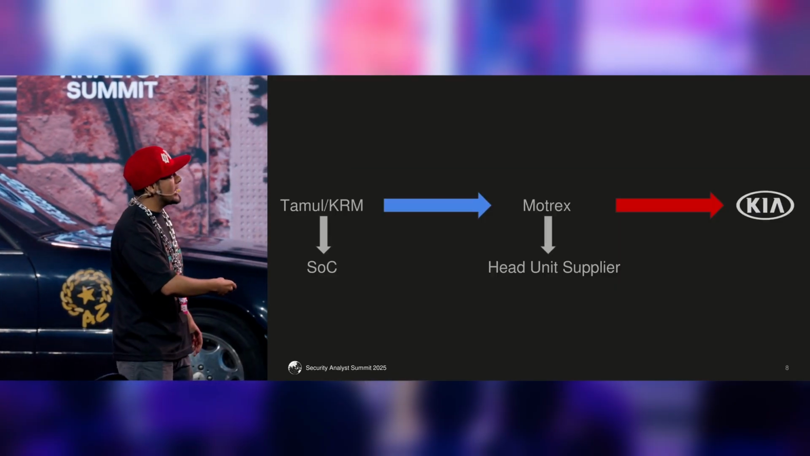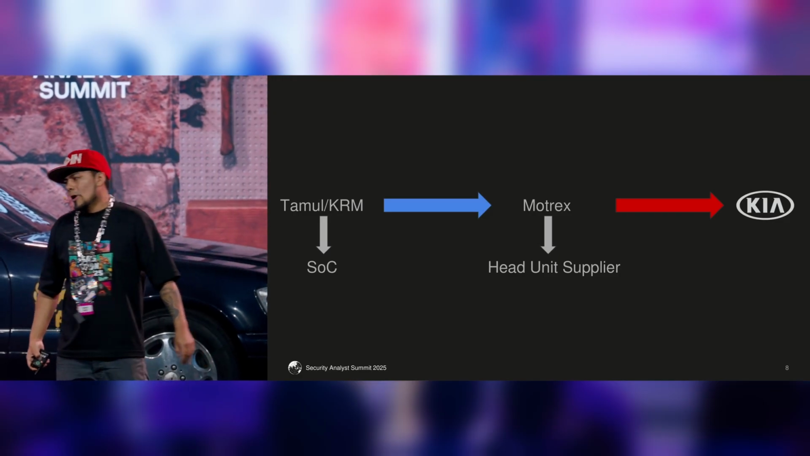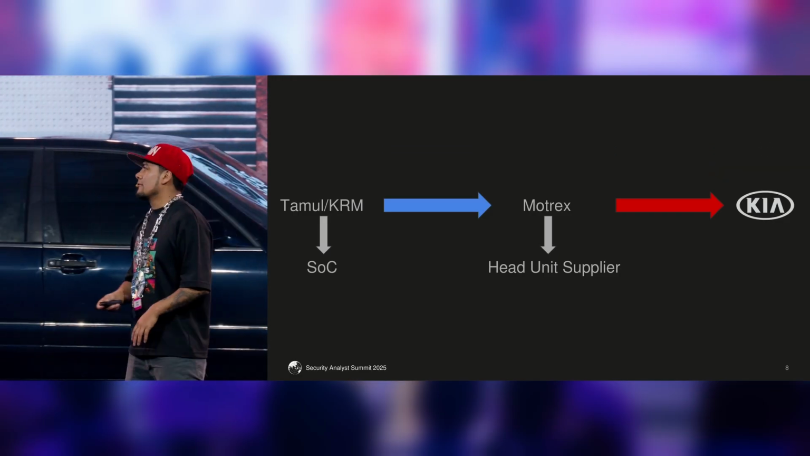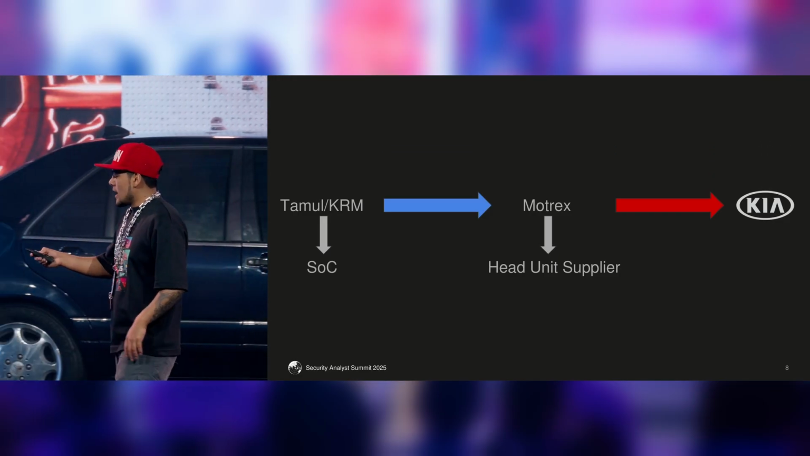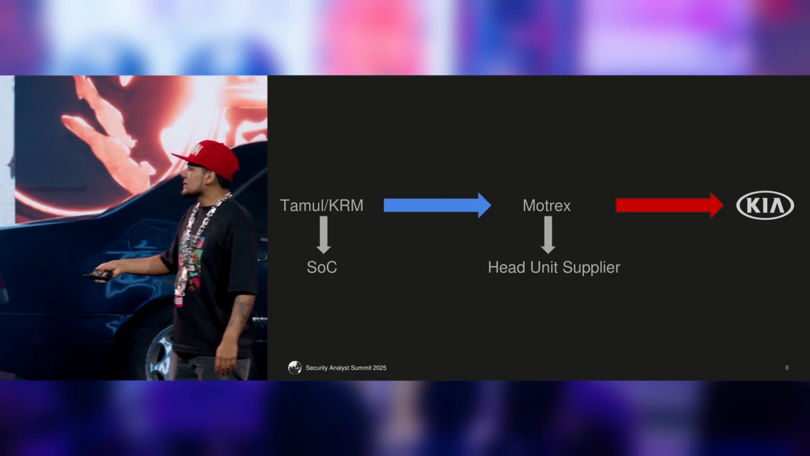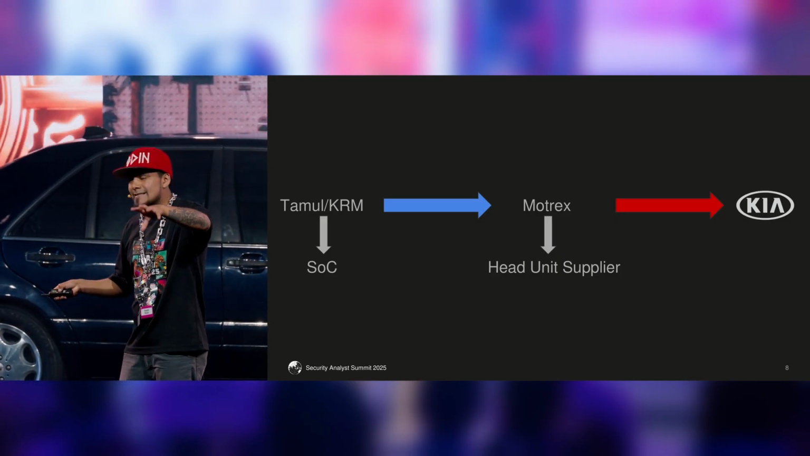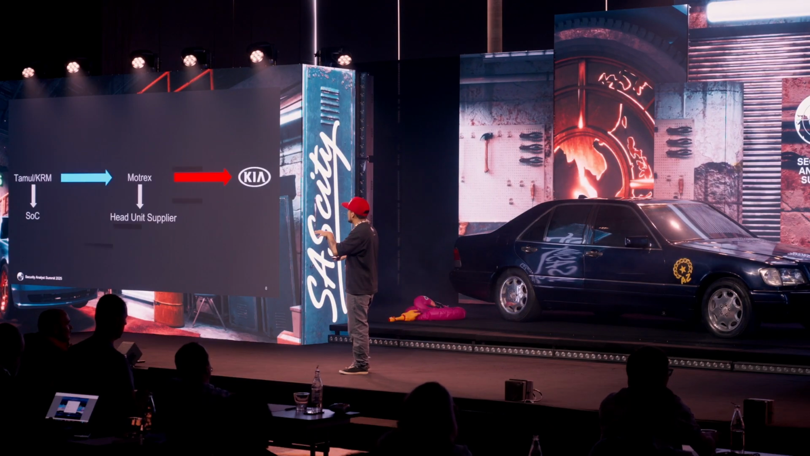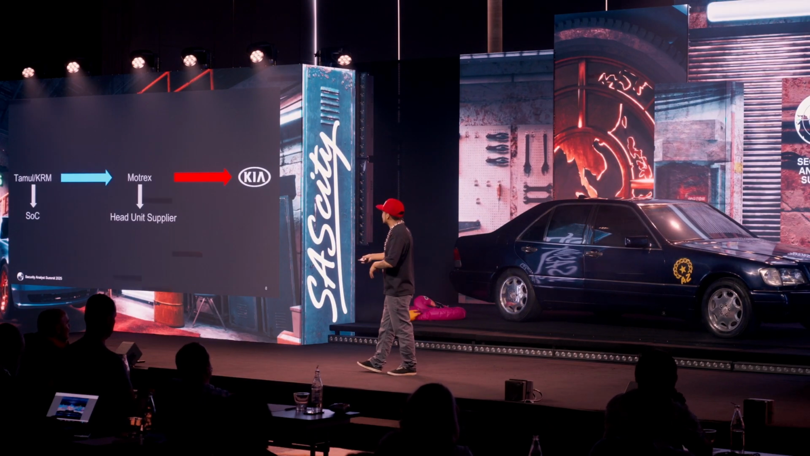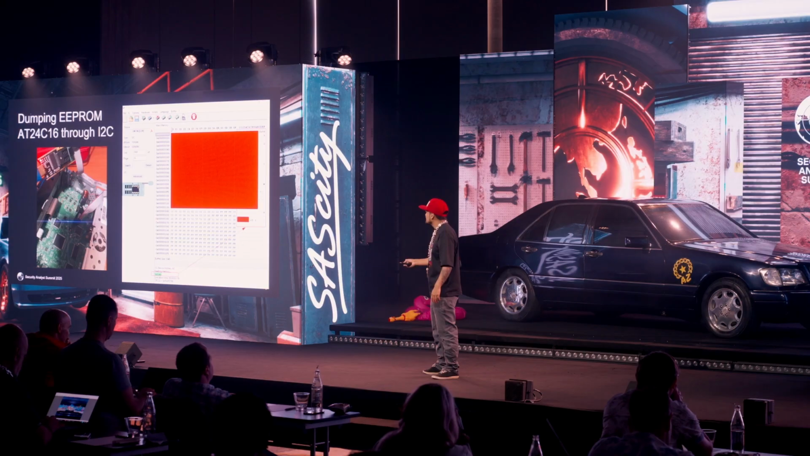About the system on a chip TMN9200 manufactured by Channel, we don't have any more information than this. I asked the manufacturer about the datasheet, but I didn't get any information. Anyway, here we have the supply chain. Tam creates the system on a chip, MITRE uses this vulnerable system on a chip and puts it in the head unit, and finally this is supplied to Kia, okay?